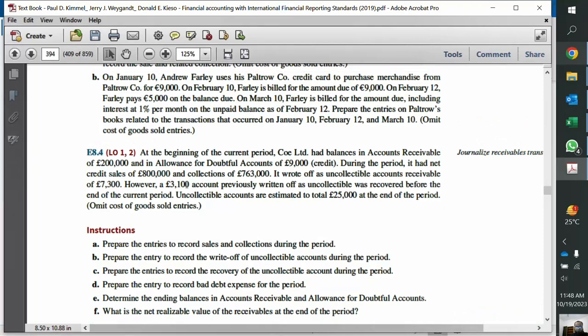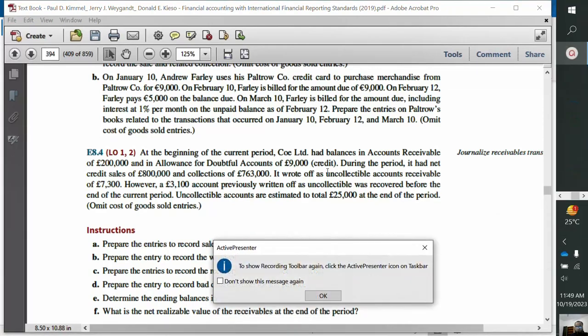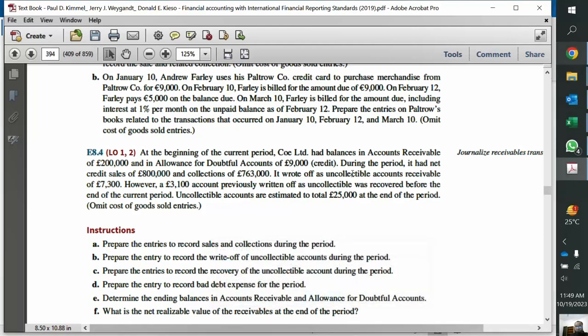So let's see. At the beginning of the current period, the company had balances in account receivable of 200,000 and an allowance for doubtful accounts of 9,000 credit, right? So the net cash realizable value of account receivable that should have been shown in the immediately preceding balance sheet would have been 191,000. Okay, so during the period it had net credit sales of 800,000 and collection of 763,000.